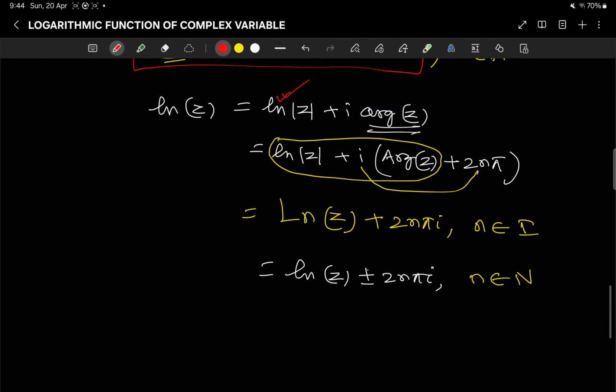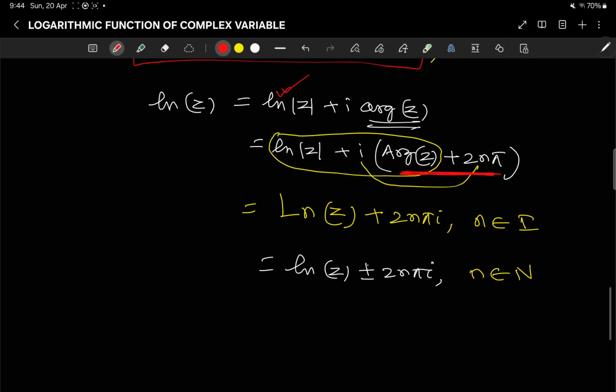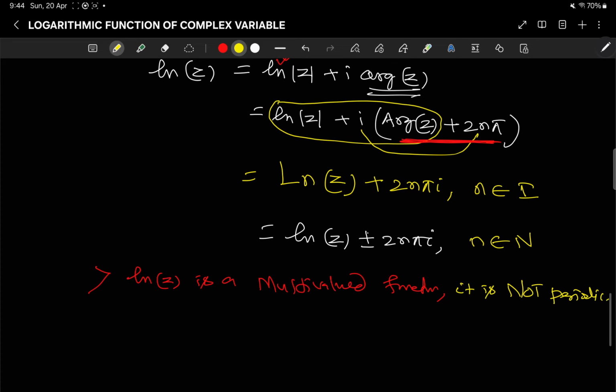One more piece of information: because of the argument, this log is a multi-valued function. So I can say log z is a multi-valued function, but it is non-periodic. So don't be confused. Complex log is a multi-valued function and it is non-periodic.